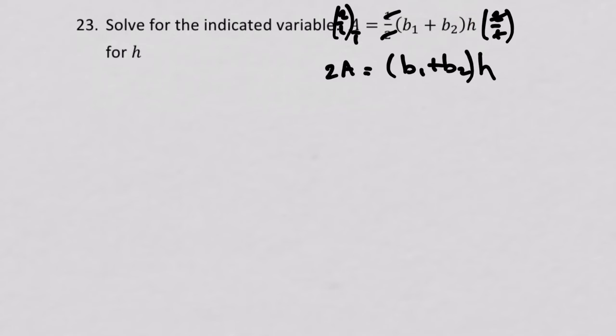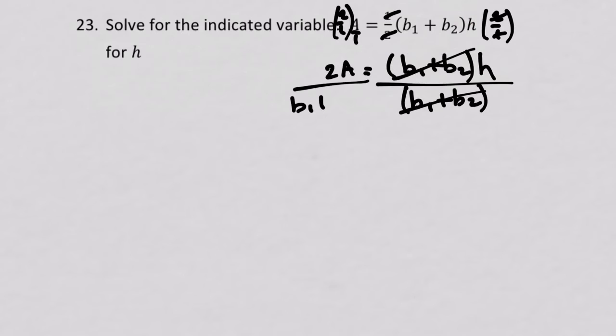Now once again, I need to isolate the h, right? The goal is to leave the h by itself, so I need to get rid of both of these. The good thing here is that they're in parentheses, so I can get rid of both of them together since they're basically attached to each other. So I'm going to divide by b sub 1 plus b sub 2, just as they are in parentheses, and it will cancel. So on the left side, I divide by b sub 1 plus b sub 2. And that's it.